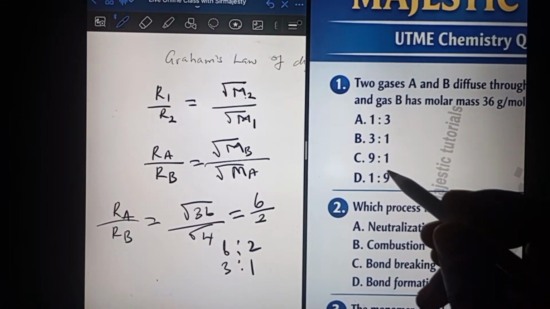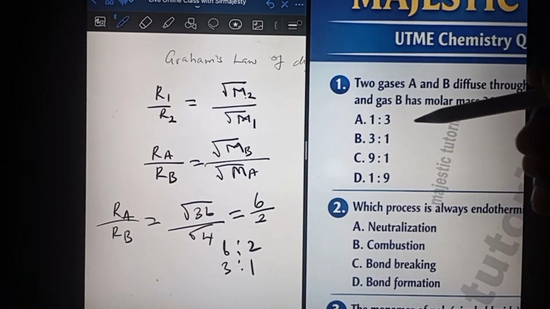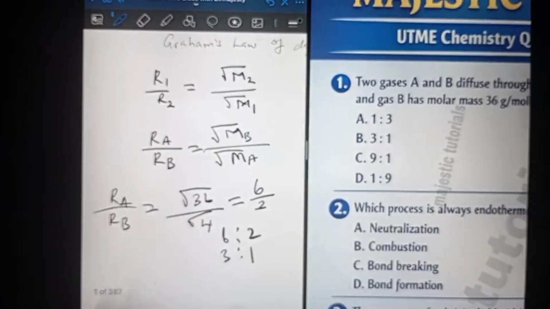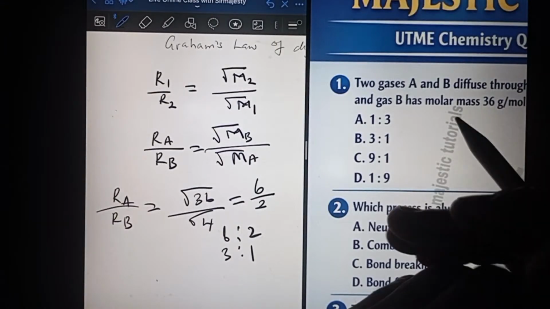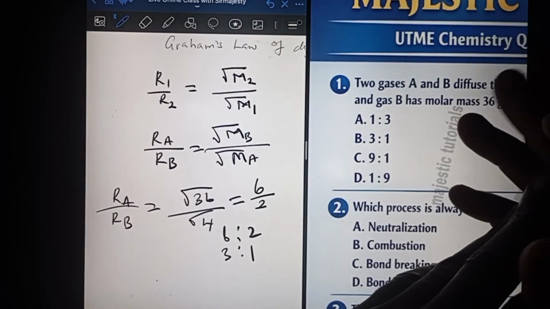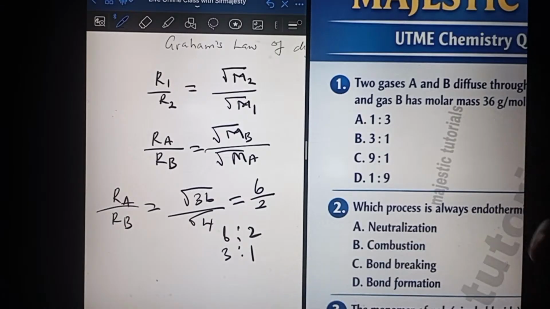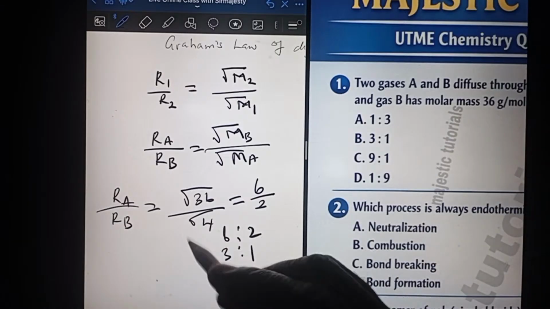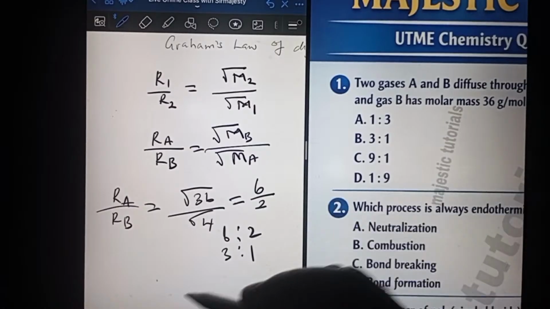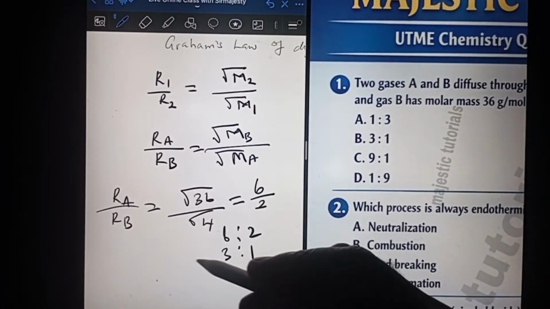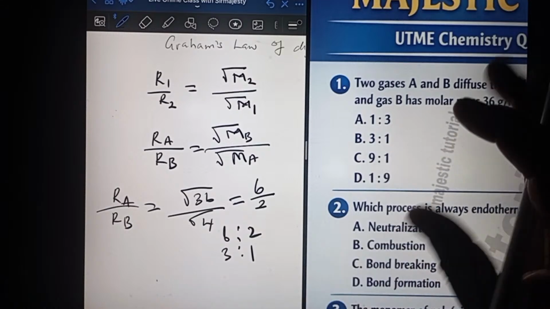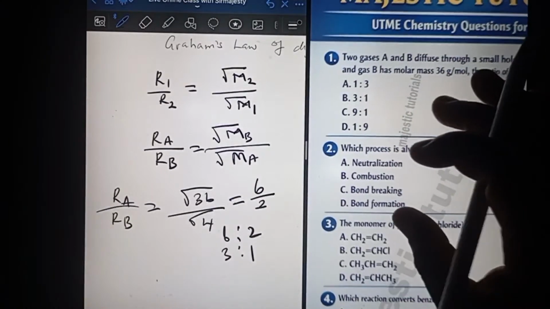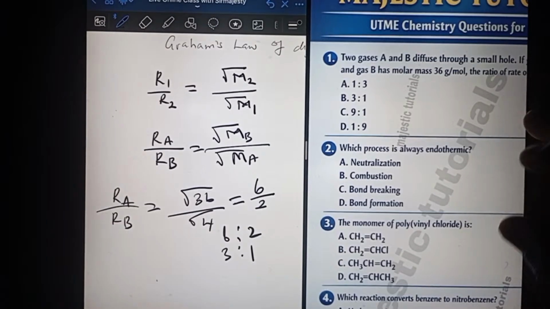Some of you are getting 1 is to 9 or 9 is to 1. No. The law did not say that the rate of diffusion is directly proportional to the relative molecular mass. No, the law did not say that the rate of diffusion is inversely proportional, sorry, to the relative molecular mass. No, to the square root of the relative molecular mass. So you do not just do 36 over 4. No, it's the square root of it. So the equation is well constructed. Remember to ask your own questions there in the comment section.